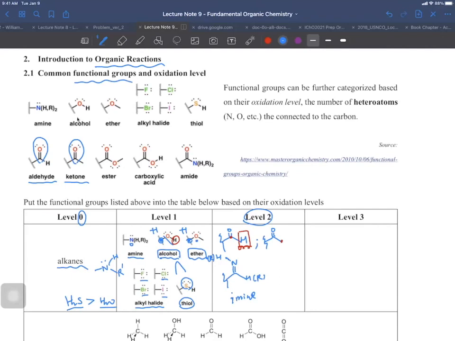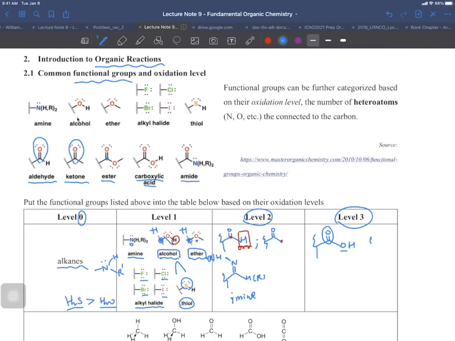And lastly, we are going to talk about level 3, which means the carbon is bonded to 3 heteroatoms, or there are 3 bonds connecting the carbon with other heteroatoms, such as ester, carboxylic acid, and amide. So as you can see, let's start from carboxylic acid: a double bond and a single bond, right? So this is why it's level 3.